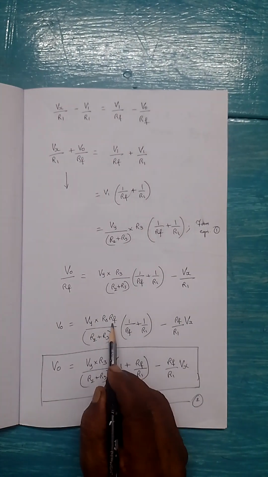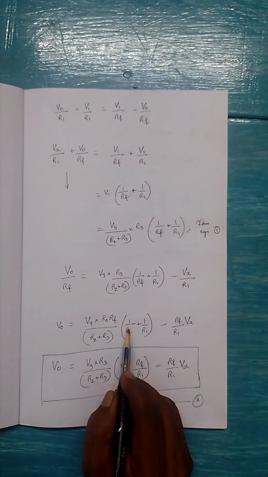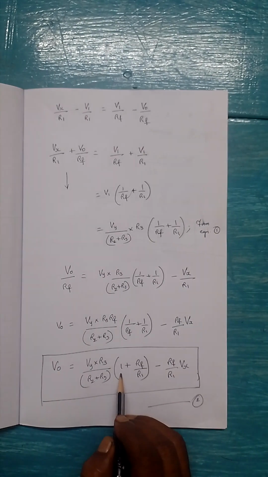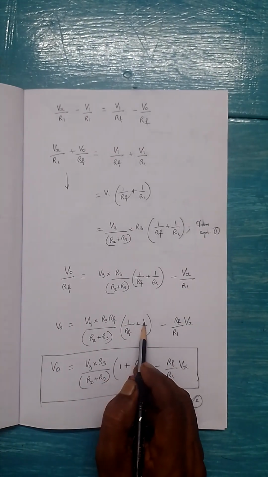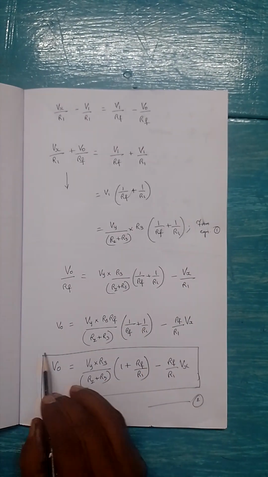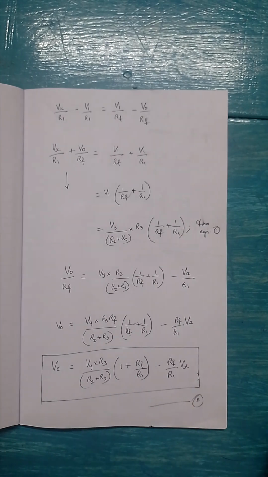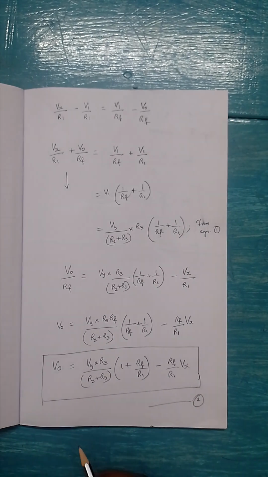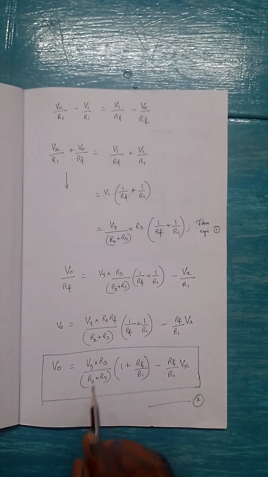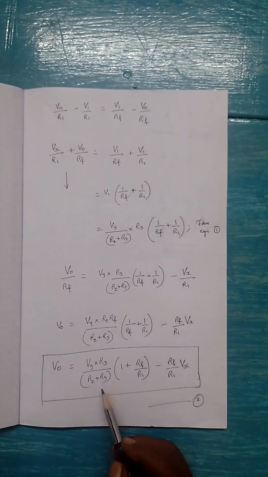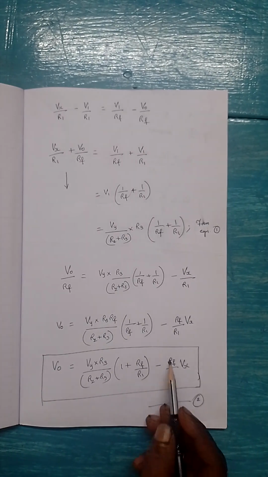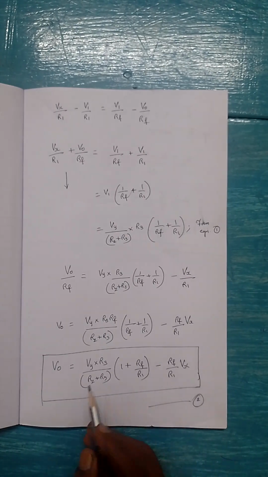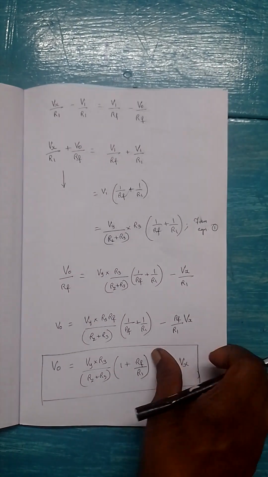Now what next step, what you do, you move this Rf inside. So Rf by R1 into Vx, and Rf will be 1 plus Rf by R1. This is the required final equation for the output. So if you make all the values, that is R1, R2, R3 and Rf to be equal to R, then what will happen, that we will see.